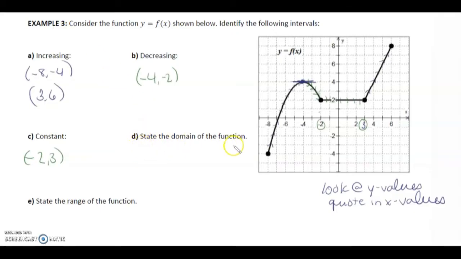Okay, the domain of the function, we go from -8, that's going to be our lowest x value, and we go all the way up to 6. So x ∈ ℝ such that x is between the numbers of -8 and 6. If you choose interval notation, you can do closed brackets, like big square brackets, because it includes -8 and 6.